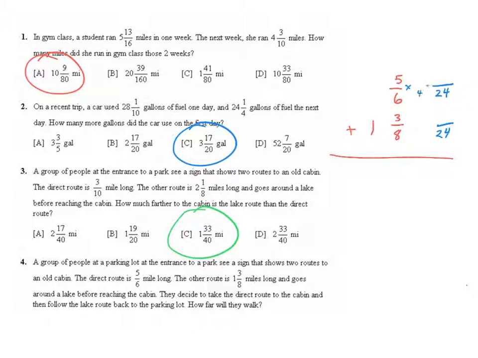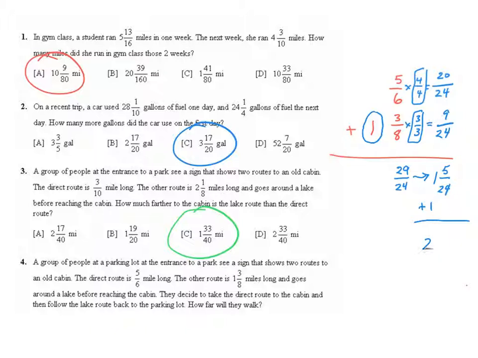6 goes into 24 4 times. So 5/6 times 4/4 is 20/24ths. 8 goes into 24 3 times. 3/8 times 3 over 3 is 9/24ths. Combining those 2 fractions, 20/24ths and 9/24ths, is 29/24ths. But that is an improper fraction. Change it to a mixed number and we get 1 5/24ths. I want to make sure that I don't forget to combine that with the 1 mile right here that I also walked. So if I add that all up, I get 2 5/24ths miles.